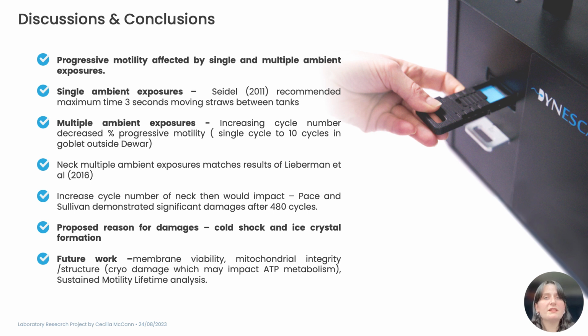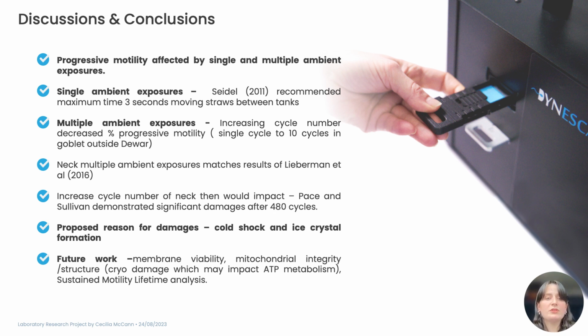In terms of previous literature which has done similar things, it is actually quite limited. But for single ambient exposures, a lot of papers recommend that the maximum moving time between tanks is 3 seconds, which indicates that any time above this may compromise the quality of the straw. For multiple ambient exposures, we demonstrated that when you increased from a single 1 minute cycle to 10 cycles outside of the neck of the canister, this did significantly decrease progressive motility, whereas when you did this in the neck of the canister, up to 30 cycles still didn't show a significant reduction from the control.